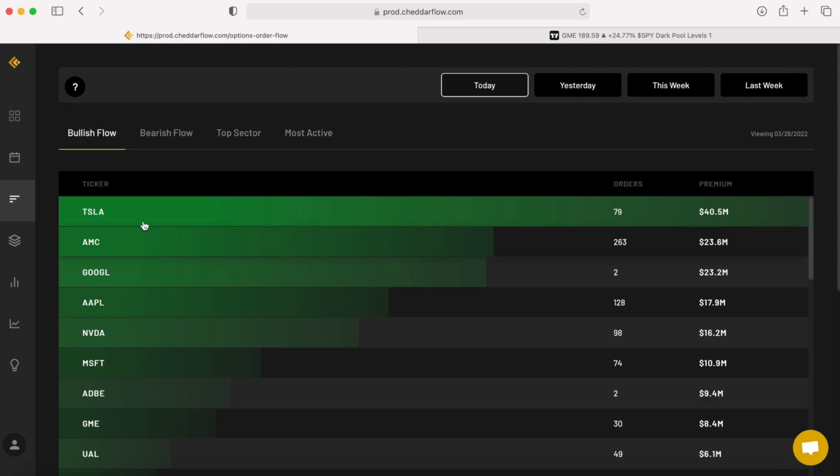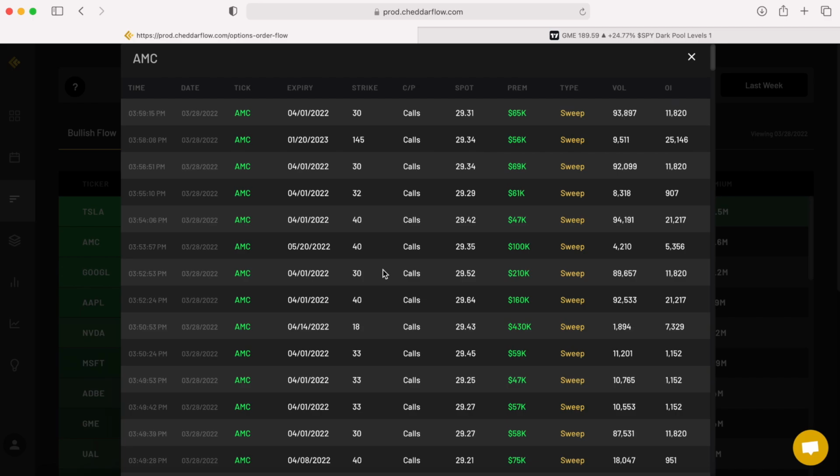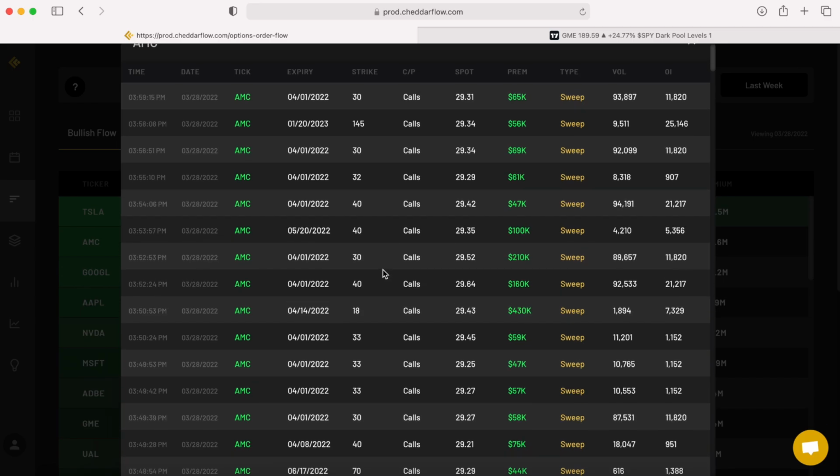So looking through this, Tesla has been pretty hot lately. This thing has been cranking for a while, so no surprise this was the top ticker today. AMC, actually very interesting. This one was following GameStop, but was getting a lot of premium today. I personally didn't actually look at this yet, but this flow is pretty incredible.